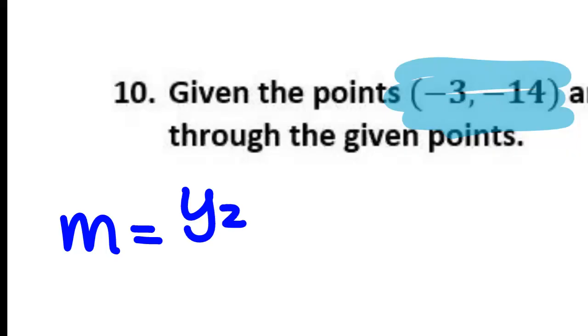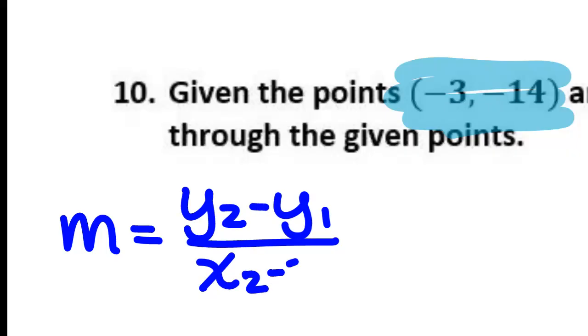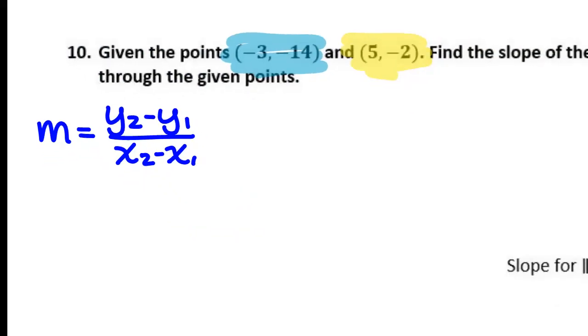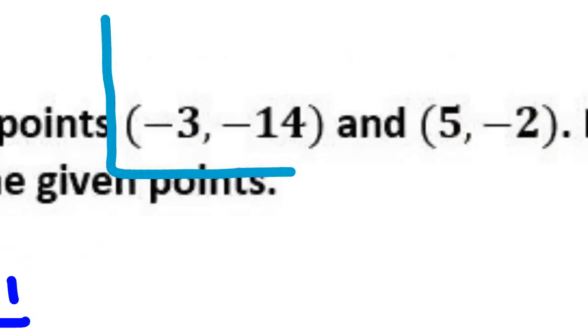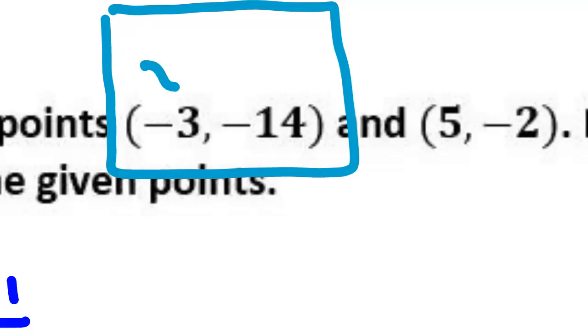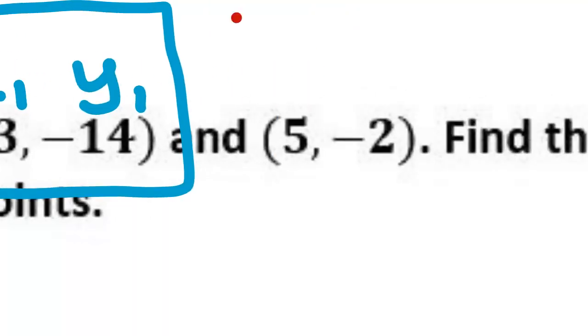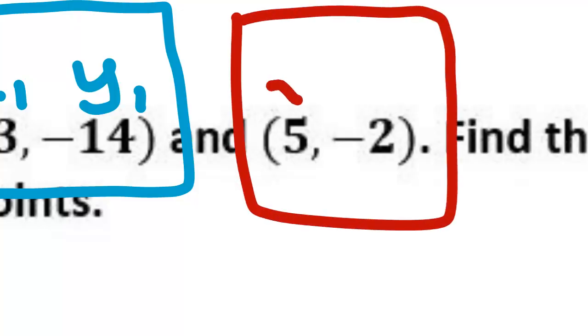between these 2 points. That's y2 minus y1 over x2 minus x1. You will have that formula to use on the test. So you have to pick out one of your 2 points to be point 1. That's an x1, y1. And your other point would be point 2. That would be your x2, y2. It doesn't matter which point you pick for which, but one of them has your x1, y1, the other one has your x2, y2.